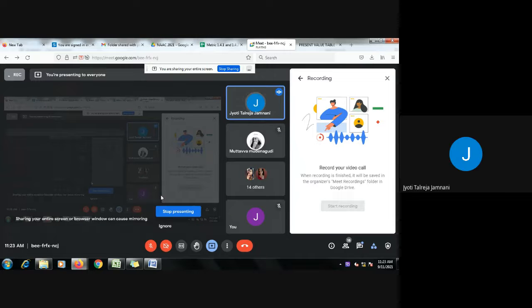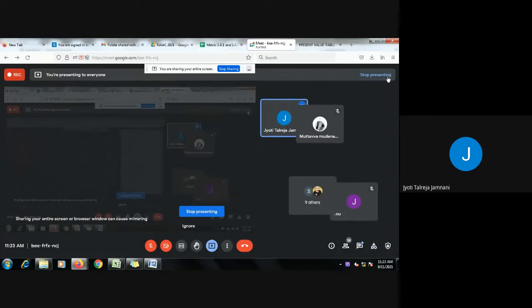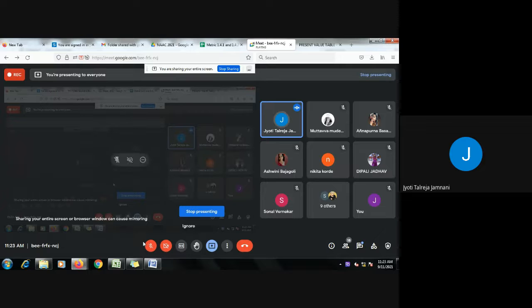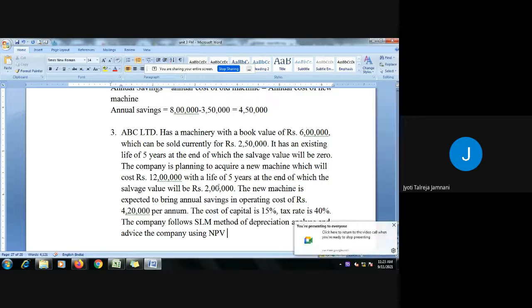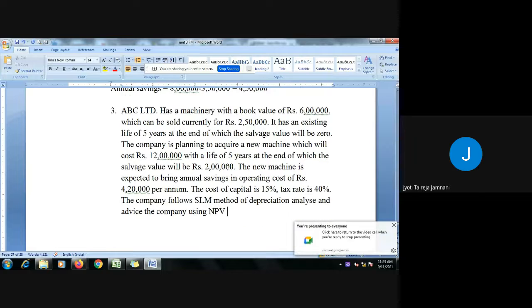In the last class we were doing sums on fitting up and the cash flows, and we'll wind up the third unit so that next week we can start with the fourth unit and complete the syllabus by the 25th of December. Okay. So this is the next sum that we are going to do today.